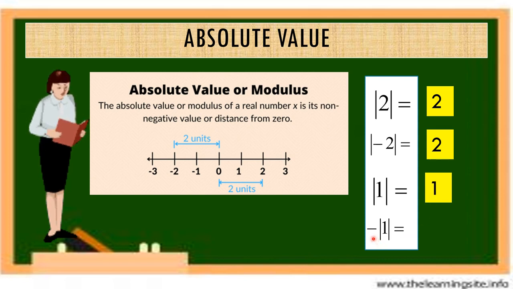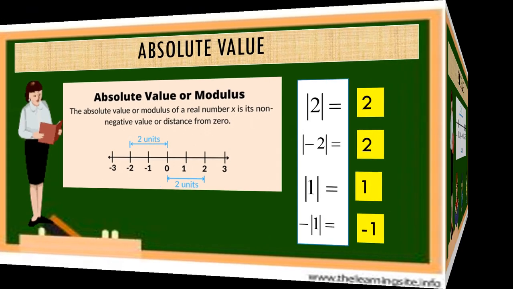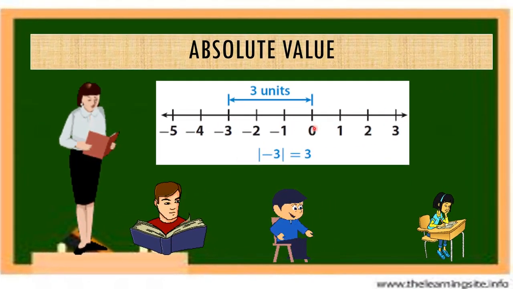But in this particular number, we have this one. We read this one as the opposite of the absolute value of 1. So we have the absolute value of 1, and the opposite of 1 is negative 1. So that is our answer. We have the distance from 0 to negative 3. The distance from 0 to negative 3, that is going to the left, that is the absolute value of negative 3. And the absolute value of negative 3 is 3.